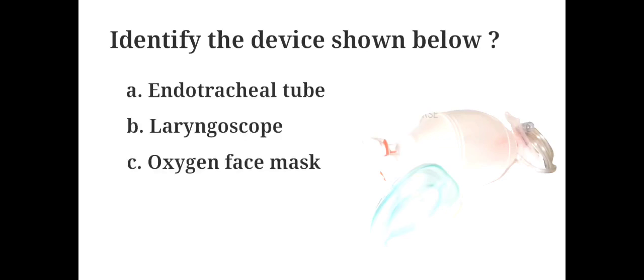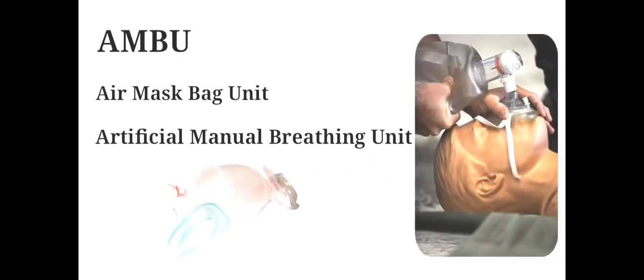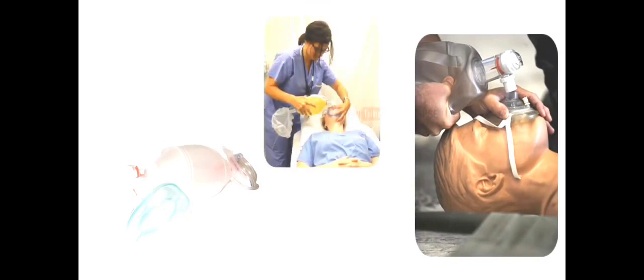Identify the device shown below. A. Endotracheal tube, B. Laryngoscope, C. Oxygen face mask, D. AMBU. And the answer is D. AMBU. AMBU stands for Air Mask Bag Unit or Artificial Manual Breathing Unit. AMBU is a handheld device commonly used to provide positive pressure ventilation to patients who are not breathing or not breathing adequately.